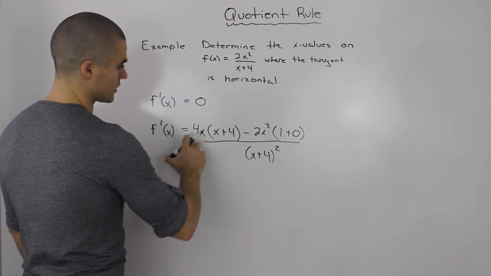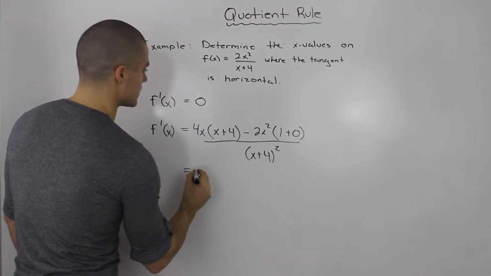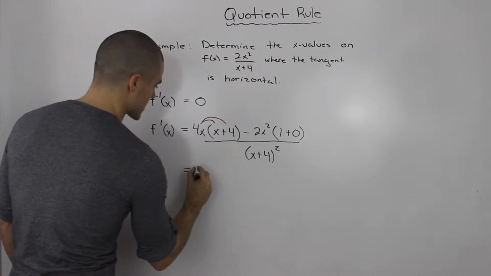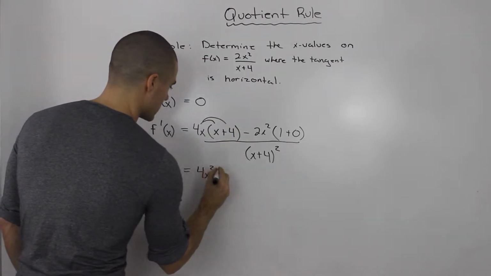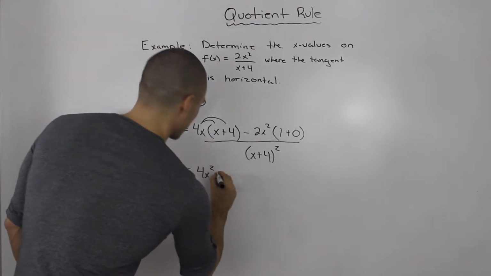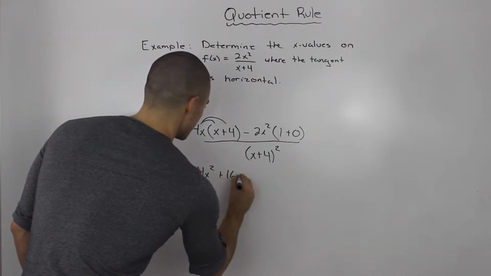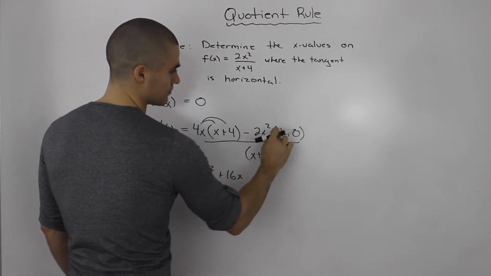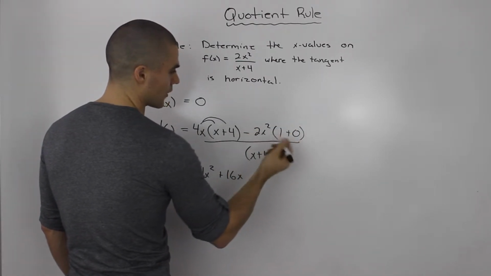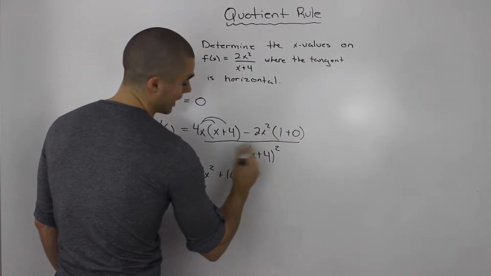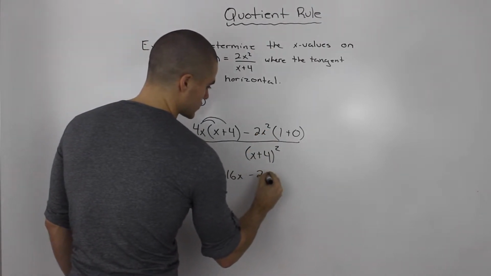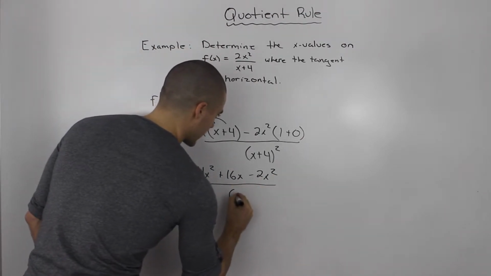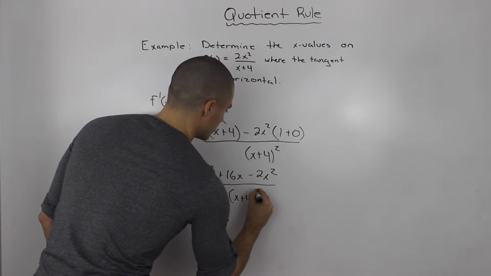So what do we want to do here? We want to simplify the numerator. So let's distribute this 4x in the brackets. So 4x times x is 4x squared. 4x times 4 is 16x. Negative 2x squared. This 1 plus 0, that just becomes 1, right? So 1 times 2x squared, negative 2x squared rather, is negative 2x squared. And this is all over x plus 4 squared.